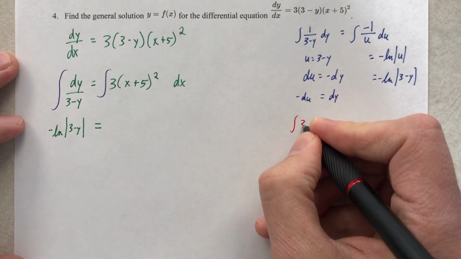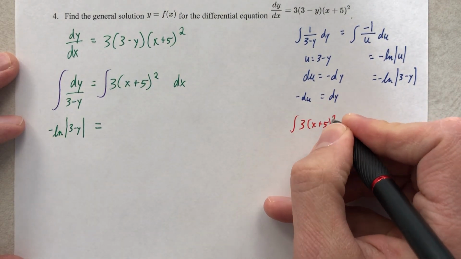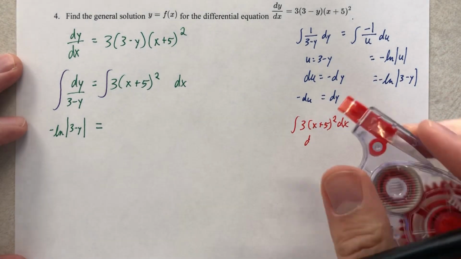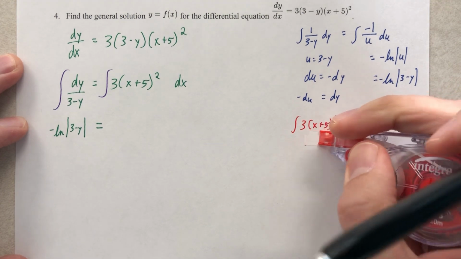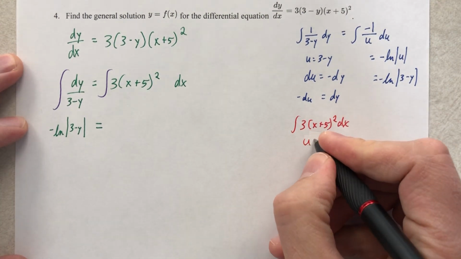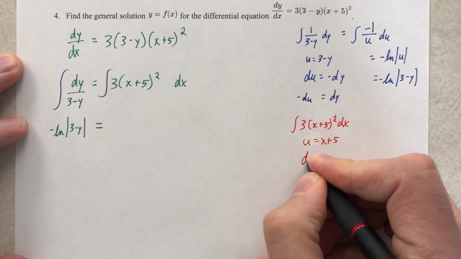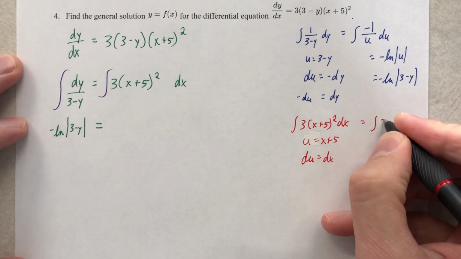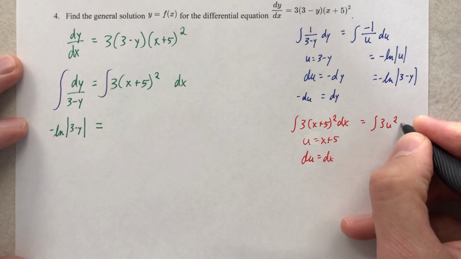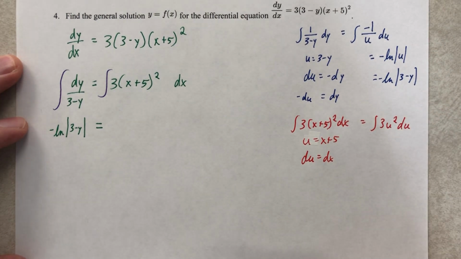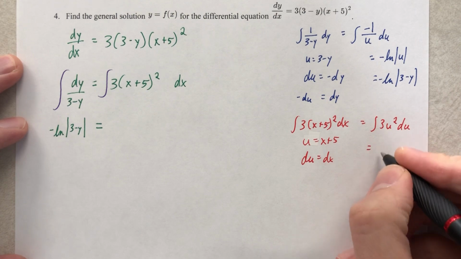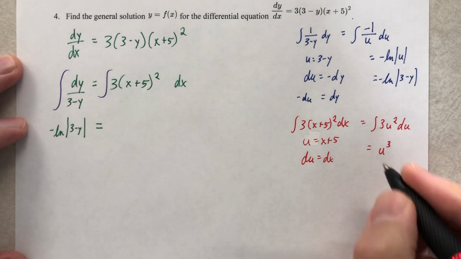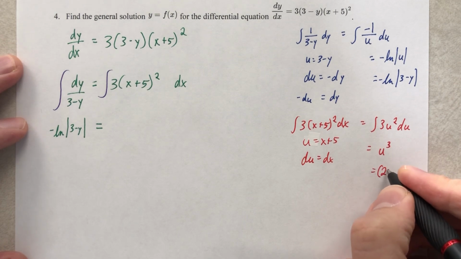So integral of 3 times x plus 5 squared dx. This one's going to be a little more straightforward because u is x plus 5, so du is 1 dx, and therefore we have the integral of 3u squared du. That's pretty straightforward. And that gives me, well, u cubed plus c. The c comes out later. We'll deal with them at some point. So I really have two, oops.